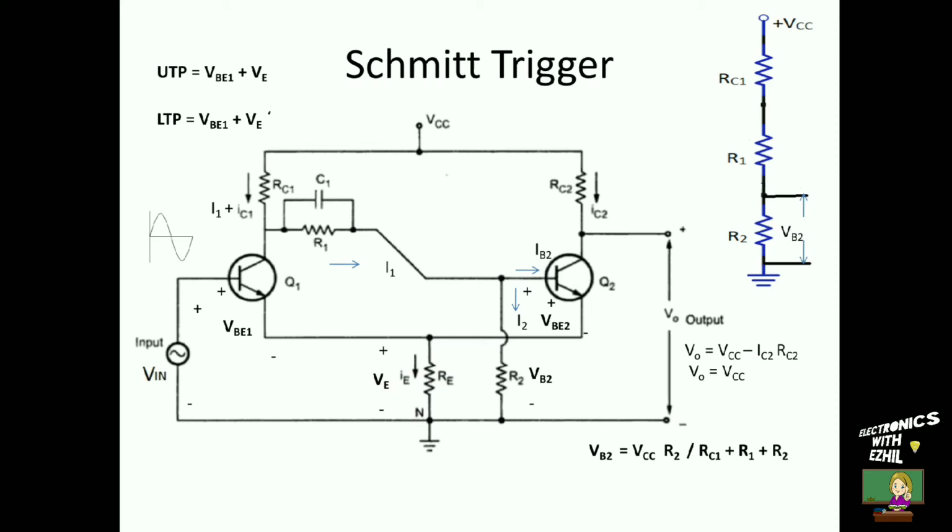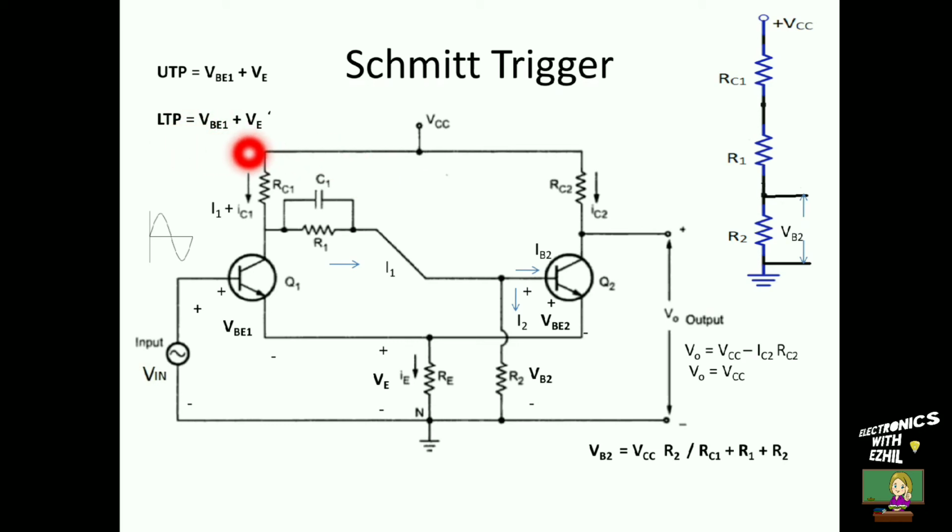Now the total barrier potential of the base emitter junction of transistor 1 is VBE1 plus VE prime. As the sine waveform decreases from positive maximum to 0, at one particular time the input voltage is equal to VBE1 plus VE prime. When the input voltage reaches VBE1 plus VE prime, transistor 1 will go to the off state and transistor 2 will go to the on state due to the regenerative operation. The point at which transistor Q2 becomes on is called the lower triggering point, which is equal to VBE1 plus VE prime.